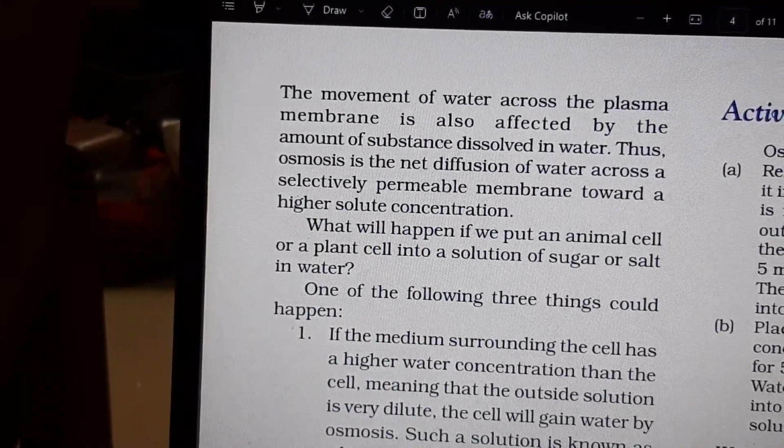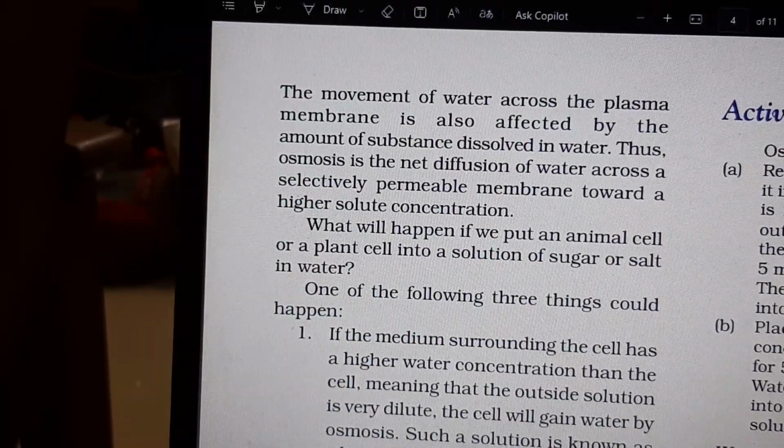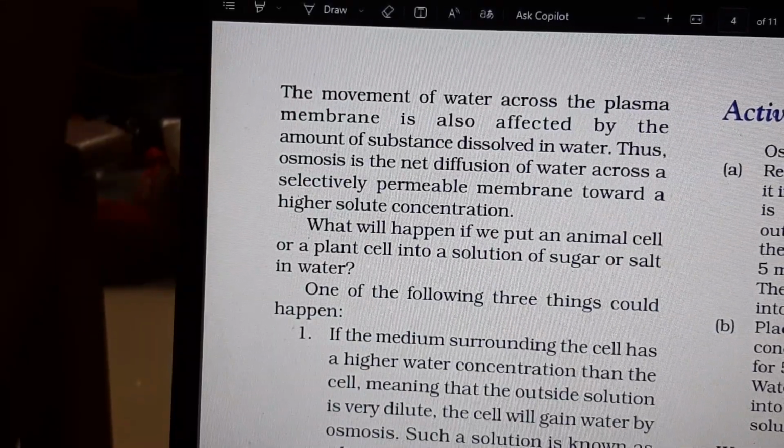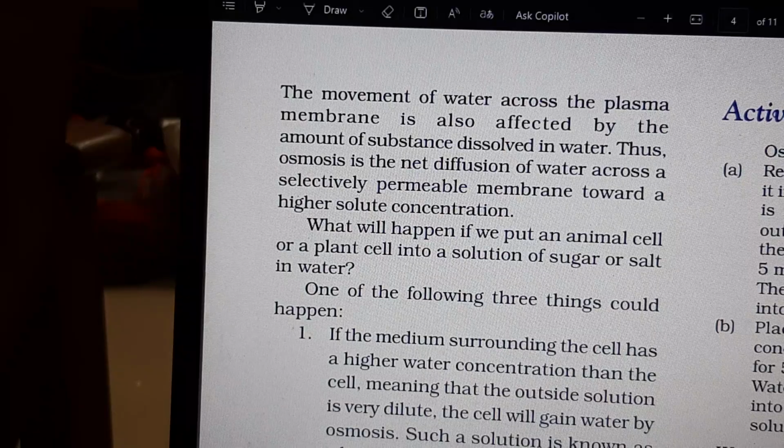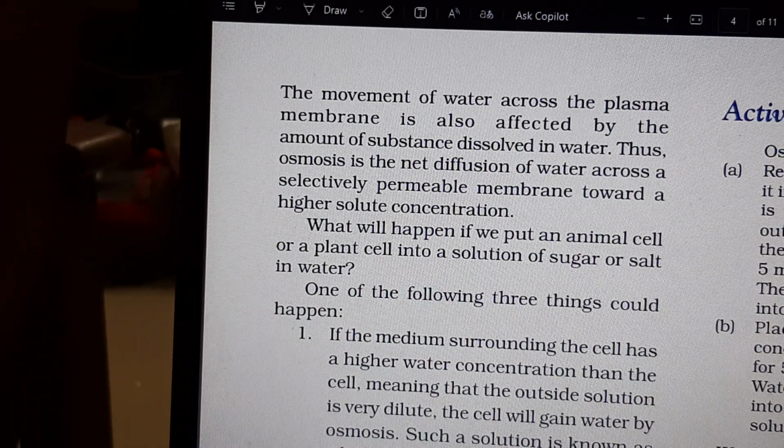The movement of water across the plasma membrane is also affected by the amount of substance dissolved in water. Thus, osmosis is the net diffusion of water across a selectively permeable membrane toward a higher solute concentration. What will happen if we put an animal cell or a plant cell into a solution of a sugar or salt in water? One of the following three things could happen.